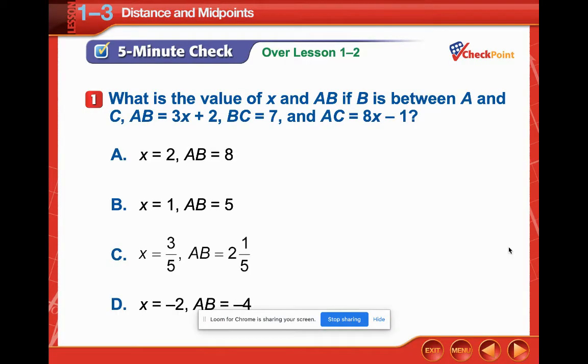All right. So, what is the value of x and AB if B is between A and C? AB equals 3x plus 2, BC equals 7, and AC equals 8x minus 1. I'm going to stop talking for about 5 to 10 seconds. I want you guys to pause the screen and see if you can work this one out on your own. All right, awesome. Hopefully you were able to figure out the correct answer. Hopefully you got A as your correct answer. If you did not, pay close attention because Mr. Selby is about to go over it.